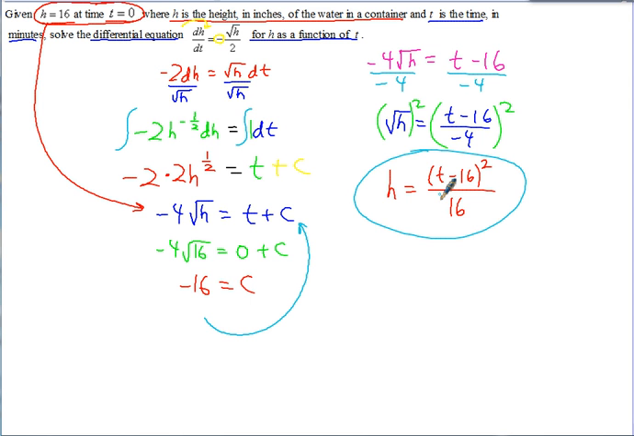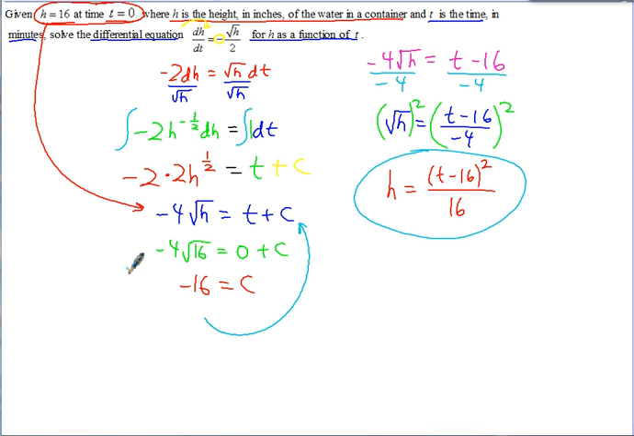And if you want to know when the container became empty, you could plug in 0 for h and solve this. You substitute 0 for h and solve it. You set the numerator equal to 0. You can see t equals 16 would make the numerator 0. So when this container becomes empty, it would be at time 16 minutes in this case.